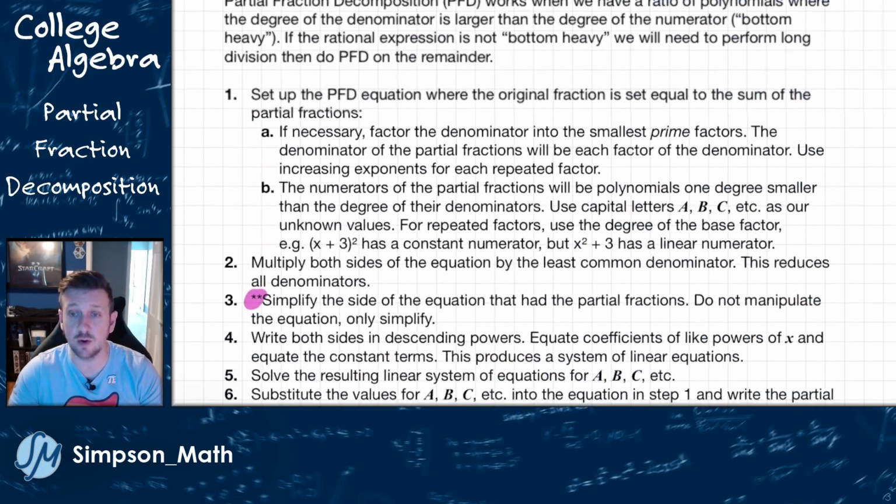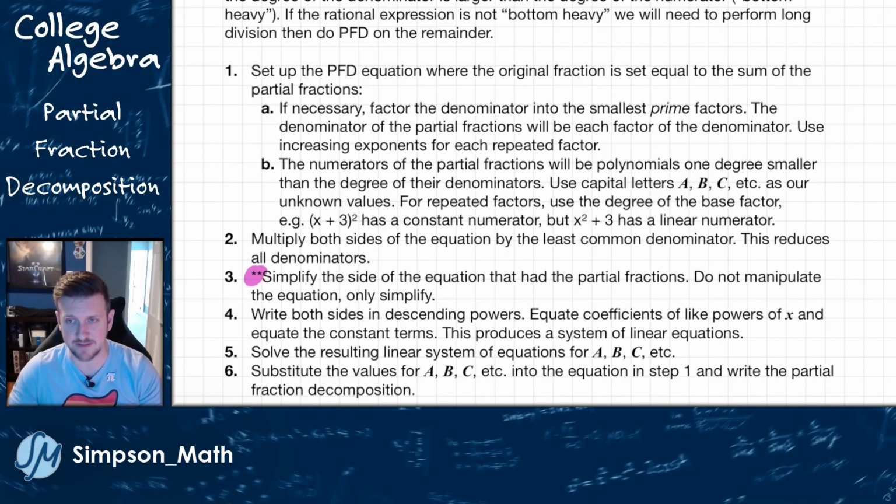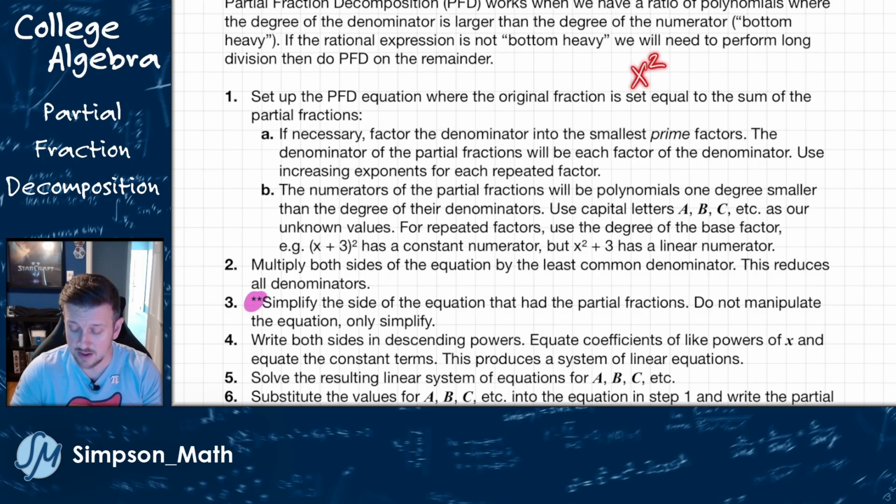Later we'll see one where I have a prime quadratic factor, so something like x squared plus 2 or even x squared minus 2. Both of those don't factor nicely, so we would just leave them in that form. But the numerator would be a linear, something like ax plus b.